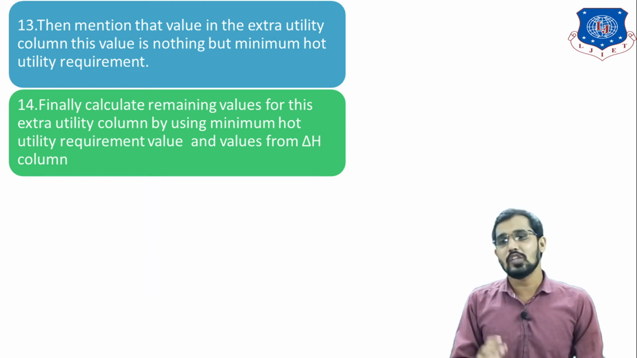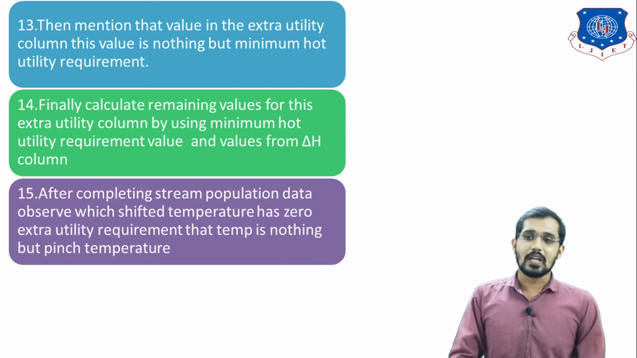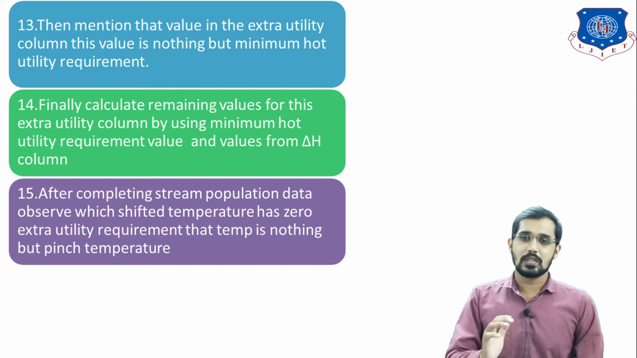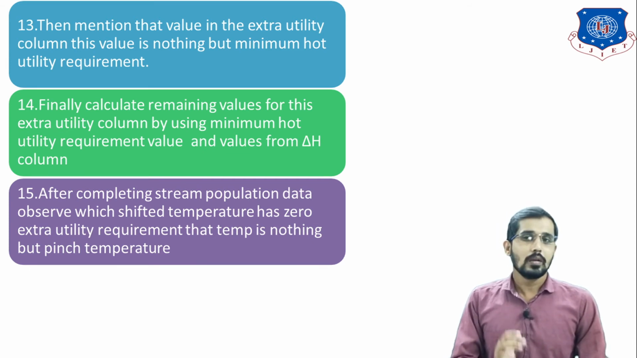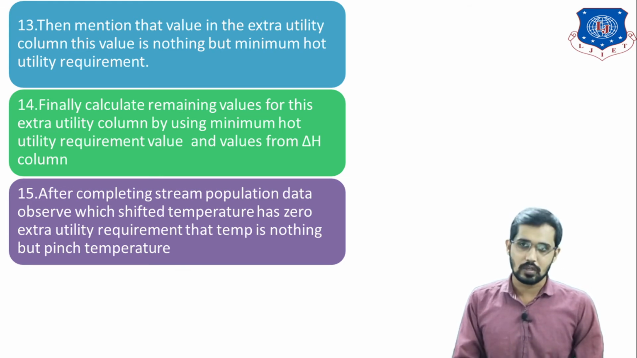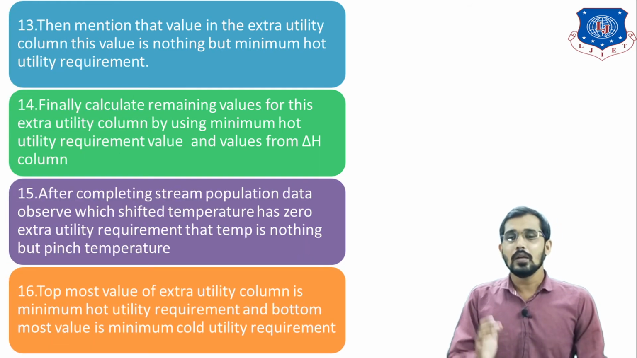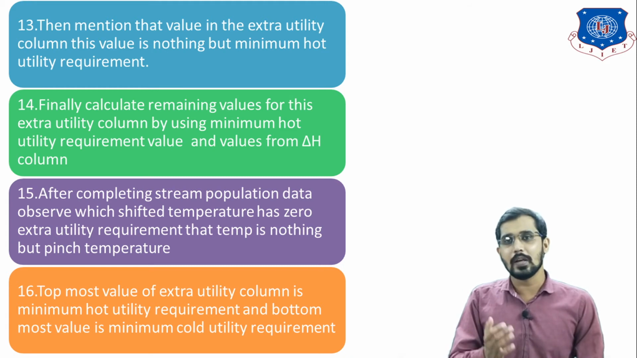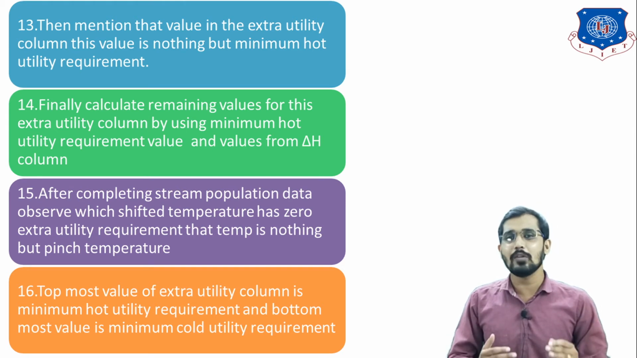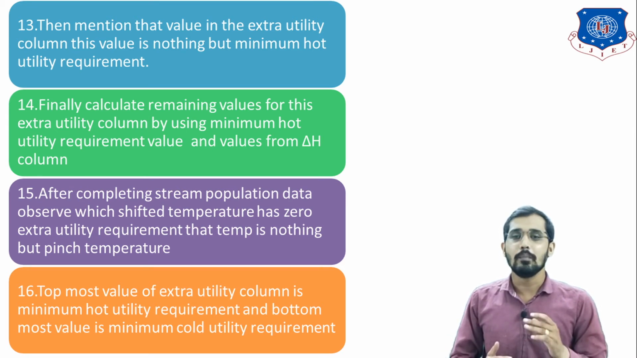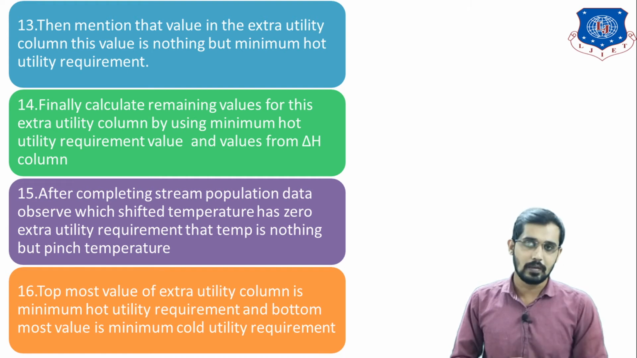and the delta H values. After completion of the stream population table, just observe which value is negative in the extra utility column. The corresponding temperature for that value is nothing but the pinch temperature. After that, the topmost value in the extra utility column is the minimum hot utility requirement, and the bottommost value in the extra utility column is your minimum cold utility requirement.